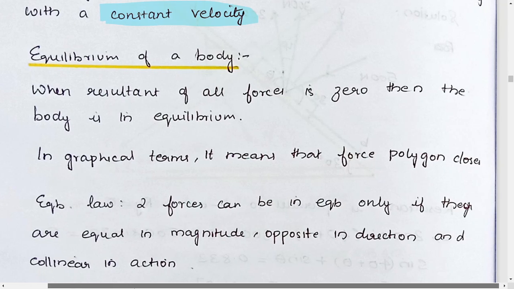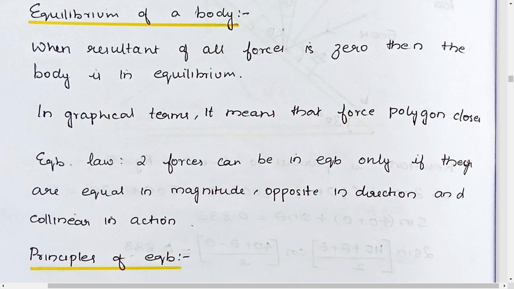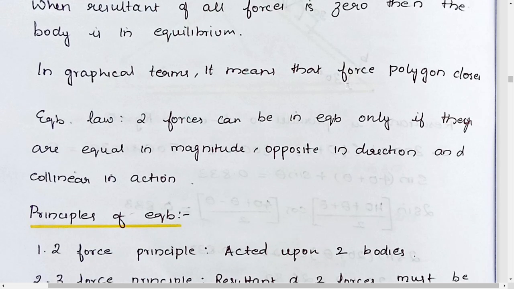Then equilibrium of a body: when the resultant of all the forces is zero, the body is in equilibrium. In graphical terms, it means the force polygon closes. A force polygon is when these forces are kept in the form of a polygon, and when it closes, the resultant becomes zero. Then the equilibrium law for two forces: they can be in equilibrium only if they are equal in magnitude, opposite in direction and collinear in action.